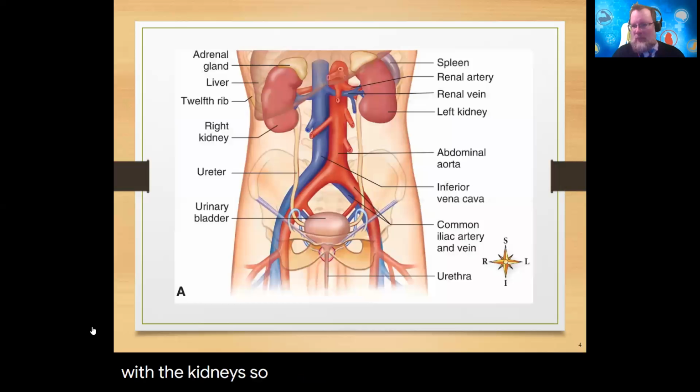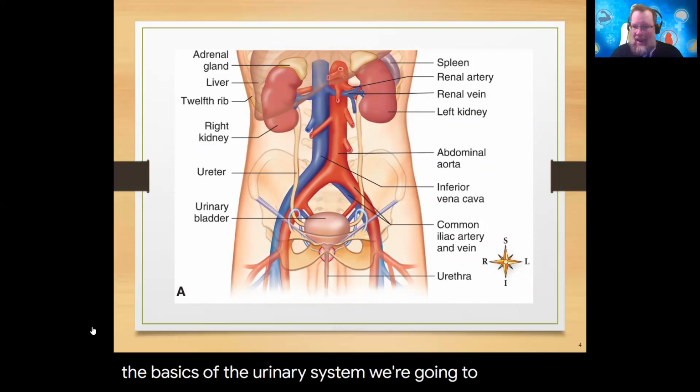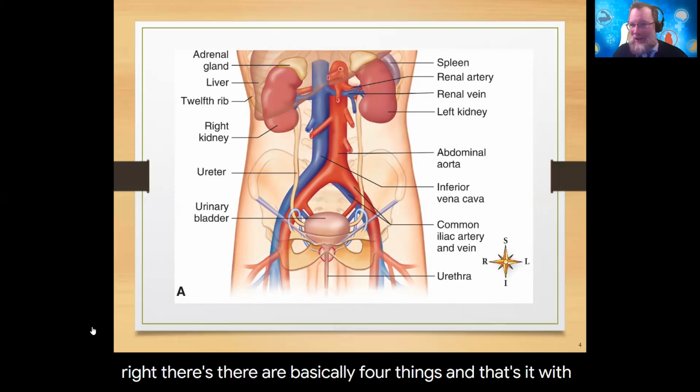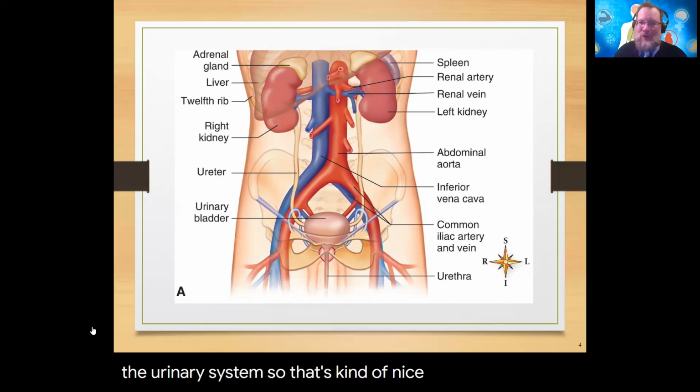So as we go through and look at some of the basics of the urinary system, we're going to take the macro, or what we would call the gross aspect of anatomy, and after that, it's pretty straightforward, right? There are basically four things, and that's it with the urinary system. So that's kind of nice. There are only four macro structures that you guys need to be aware of.